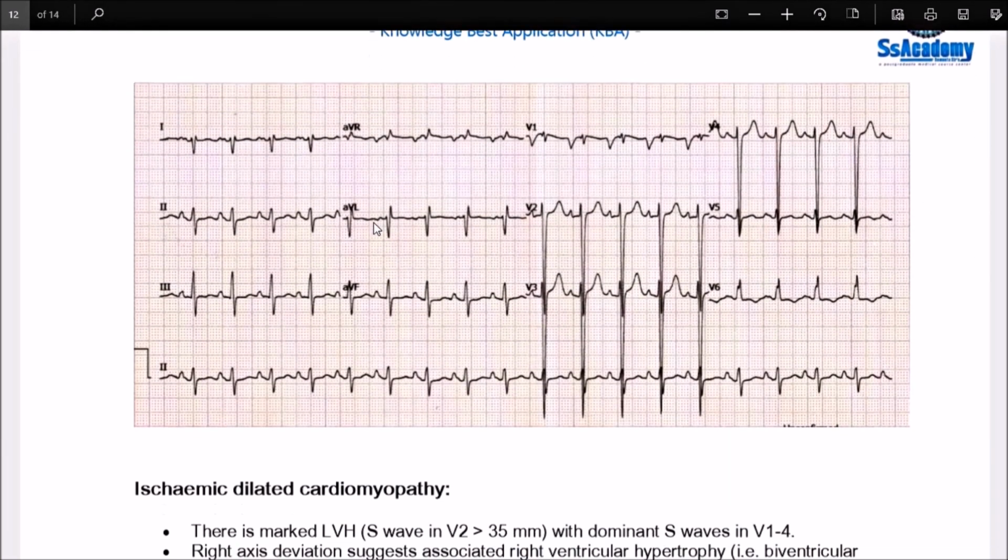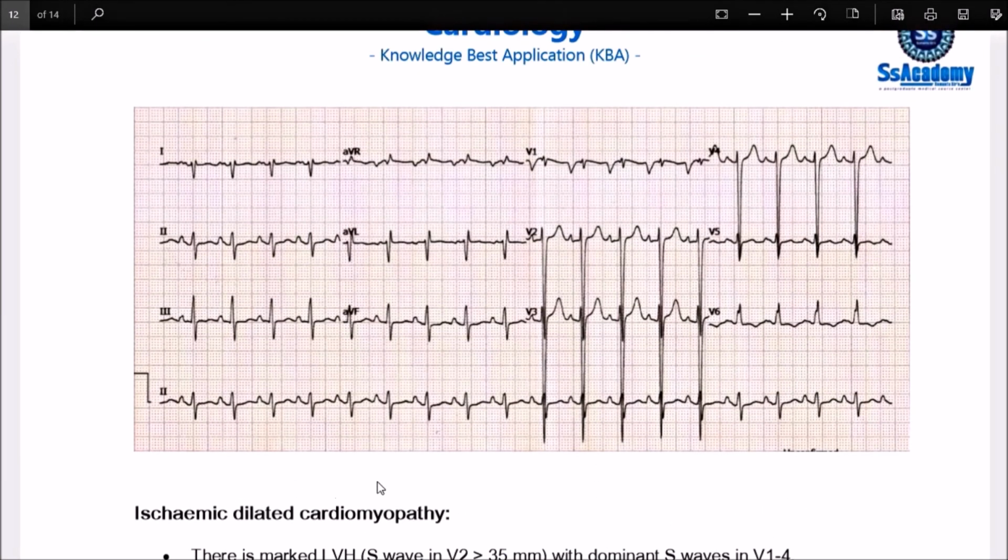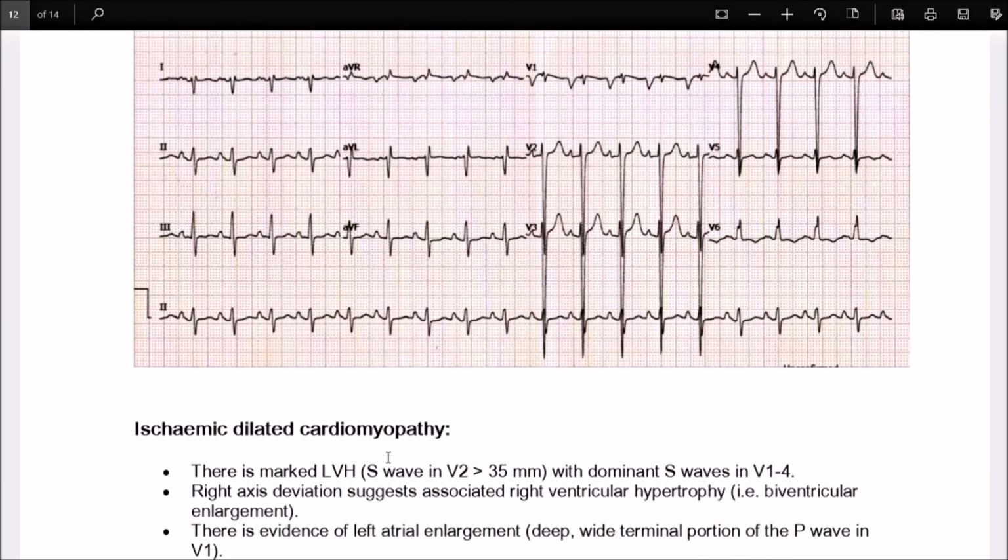Here is an ECG that looks like ischemic cardiomyopathy. Some of the features of cardiomyopathy: there is a marked LVH with a dominant S wave in V1 to V4, and right axis deviation, such as this with right ventricular hypertrophy. Yes, there is right axis deviation. You see leads 1, 2, 3 having a dominant R wave, the negative R wave, there is the S dip, so the right axis deviation.